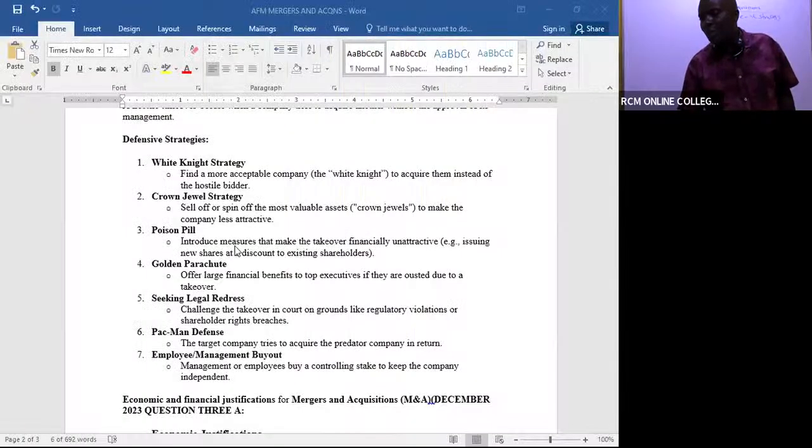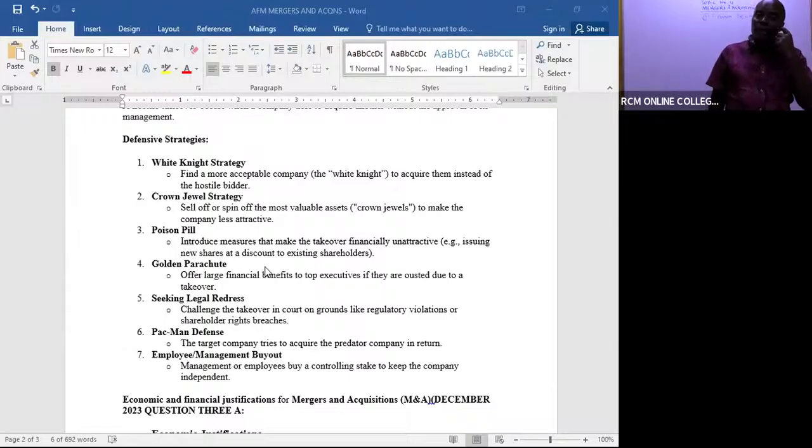So in terms of poison pill, ladies and gentlemen, what are we told here? We are told poison pill introduces measures that make the takeover financially unattractive, e.g. issuing new shares at a big discount to existing shareholders. The thing is, make the company unattractive.